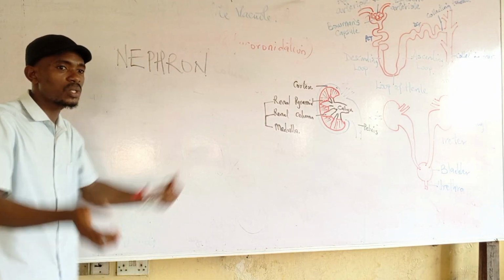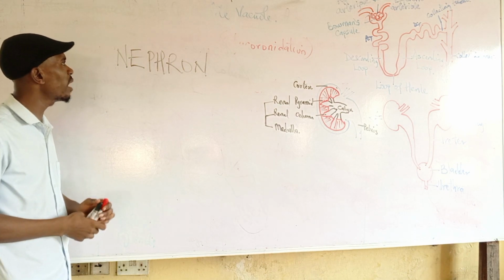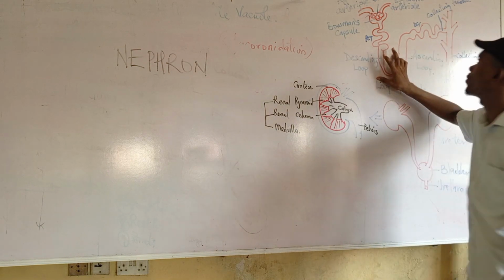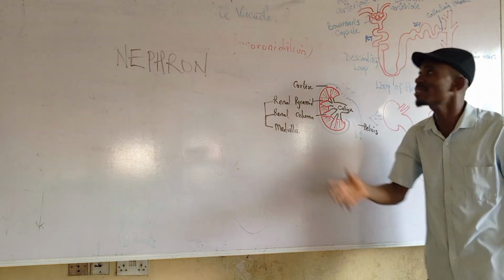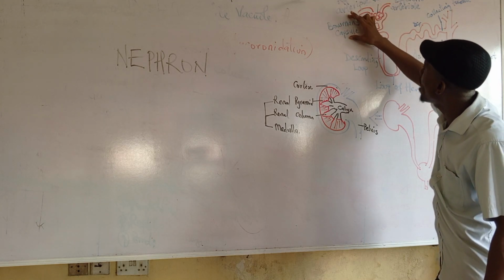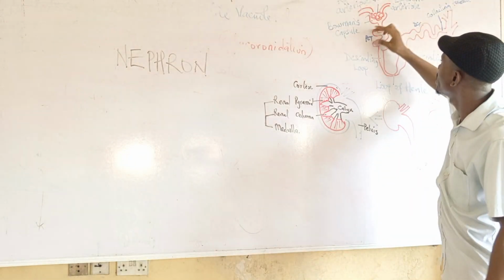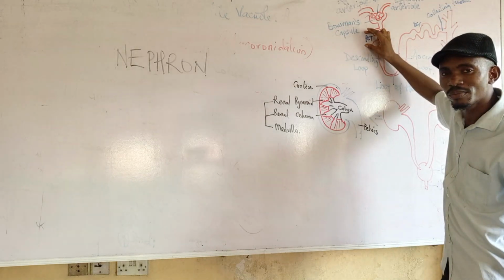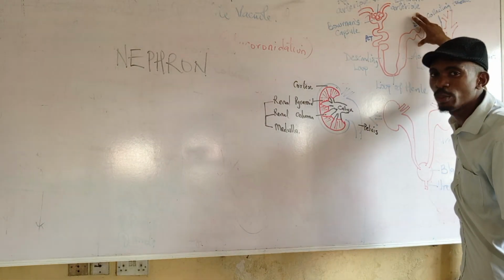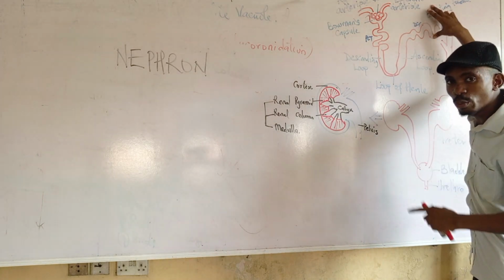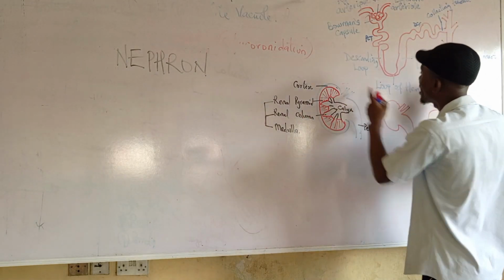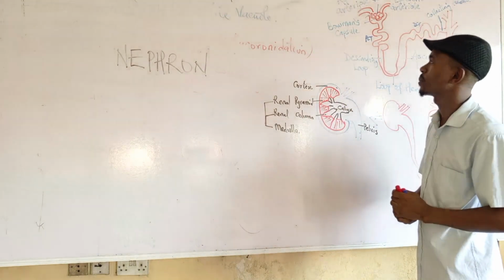There are millions or billions of nephrons. This is a typical diagram of a nephron. The nephron consists of several parts, such as the Bowman's capsule, the proximal convoluted tubule, the loop of Henle or the Henle's loop, the distal convoluted tubule, the collecting tubule, and the collecting duct. All these are the parts of the nephron.